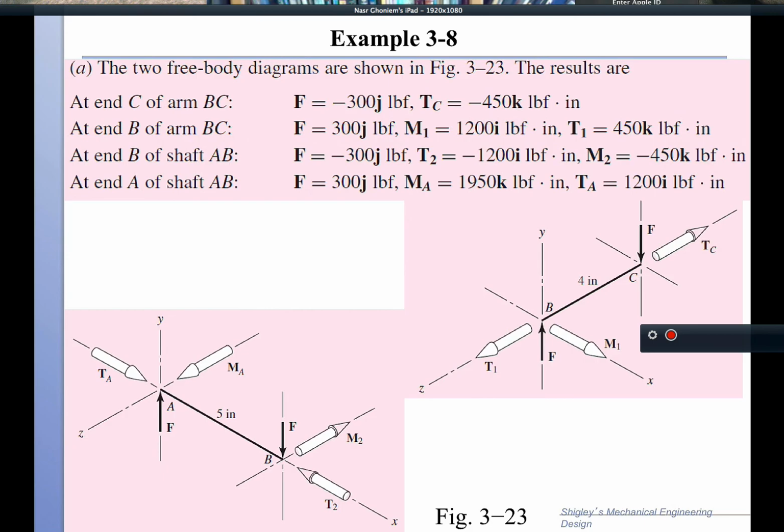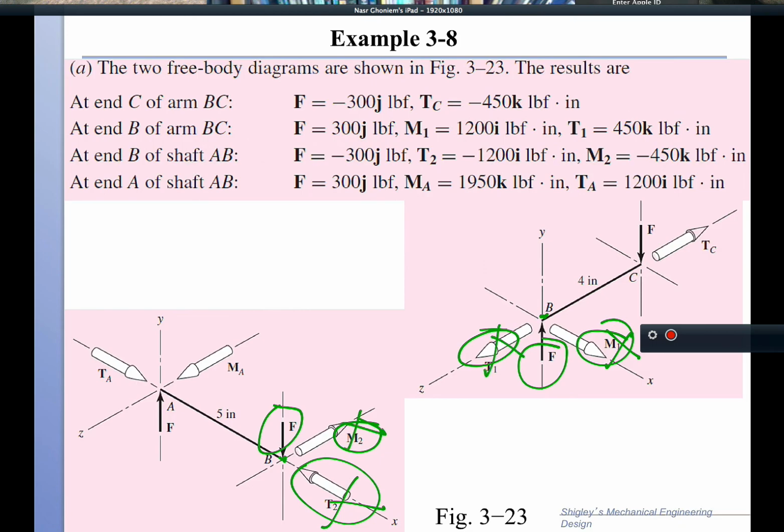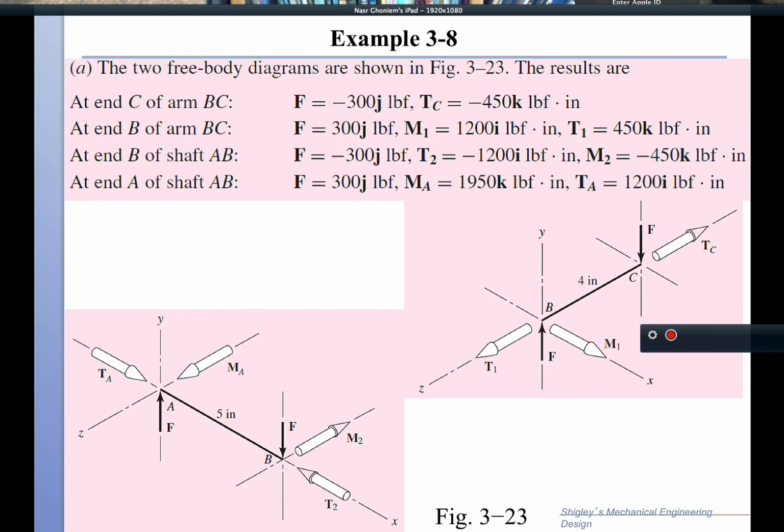Now for the shaft, at the connection point B, we have to reverse everything. So F is reversed, and M2 is a moment, we call it M, but it is actually balancing the torque T. And M1 is reversed and now is called T2. So M1 is the same as T2, and T1 is the same as M2. That basically takes care of side B.